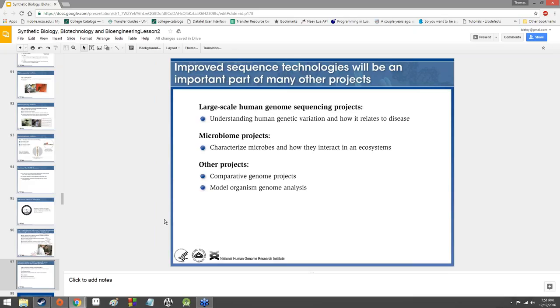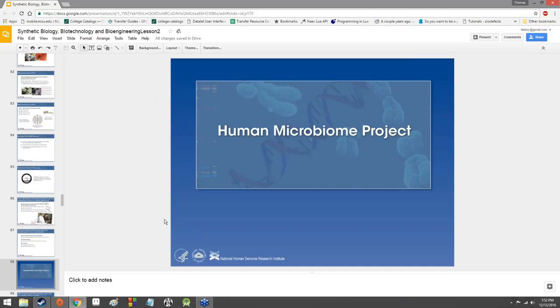Model organism genome analysis, so creating a specific genome and asking, okay, how might this organism act? And then they can build virtual organisms and determine how they're going to perform based on their understanding of genomes. Scientists being they, researchers and doctors and so on.